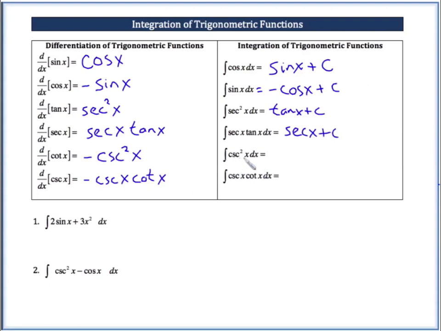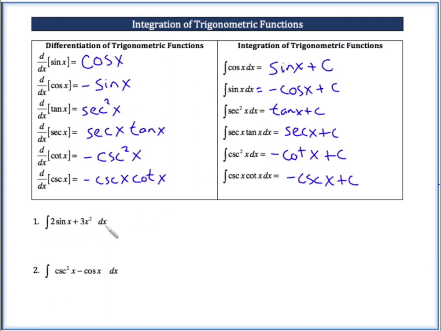The indefinite integral of cosecant squared. Again, we have that negative thing happening here, so it's going to have to be negative cotangent x plus c. And here we have cosecant x times cotangent x. The negative thing is happening again, so we get negative cosecant x plus c. So you can see you don't have to necessarily memorize all of these. Just think about the relationship between the derivative and the integral, how they're inverse operations.